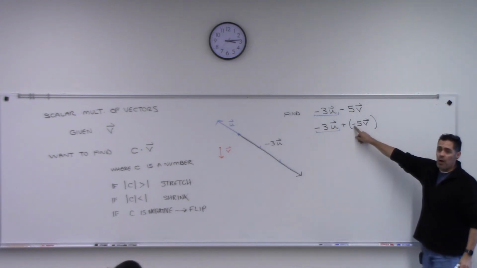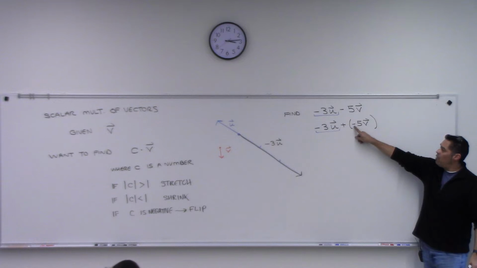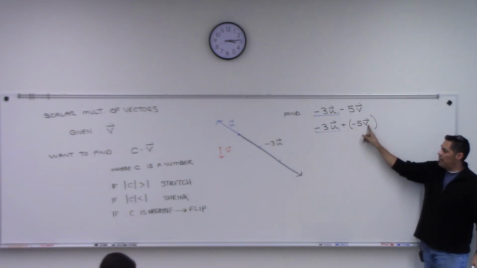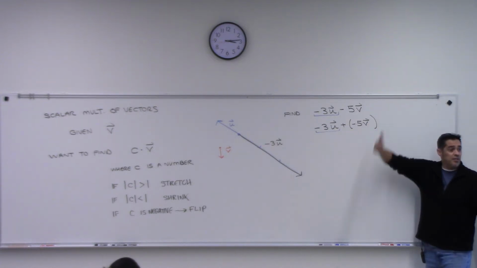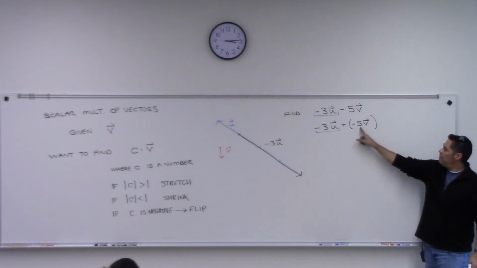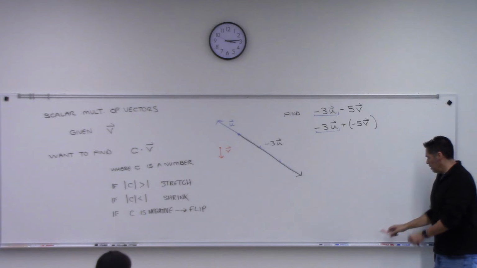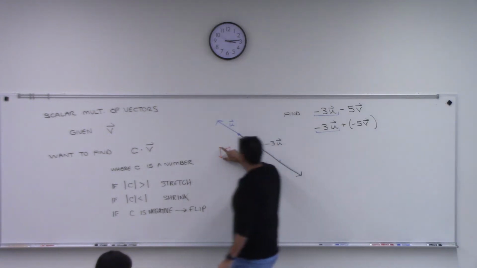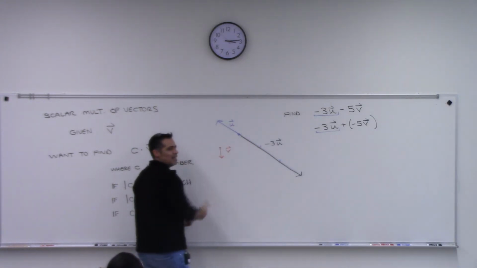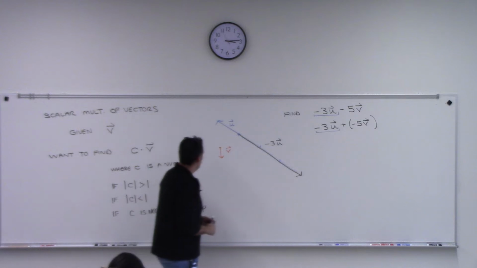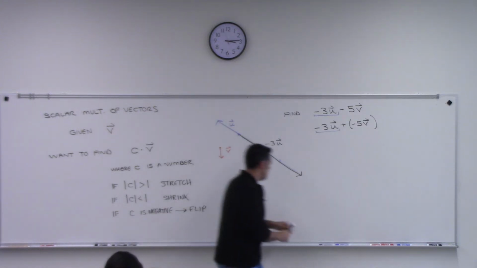Well, negative means what? Flip over, right? Opposite direction of v, right? So it's going to be that v, but opposite direction means straight up, right? And then 5? 5 times as long. So I need to take this vector, flip it over, which will point it up, and make it 5 times longer. And I think that's going to get in my way over here.